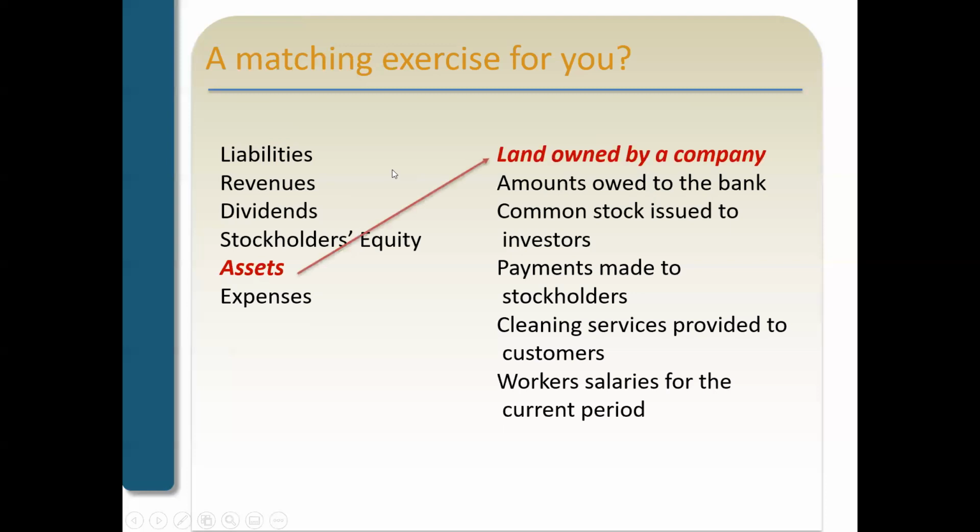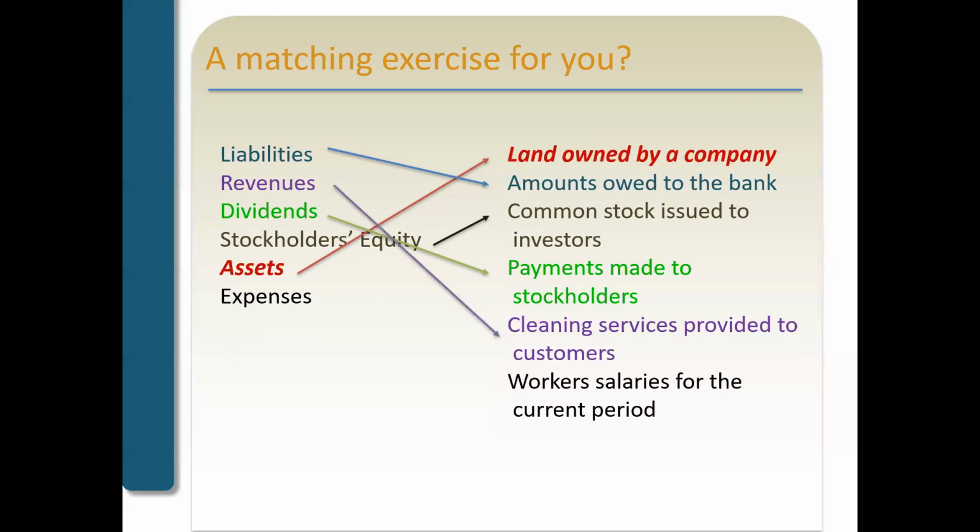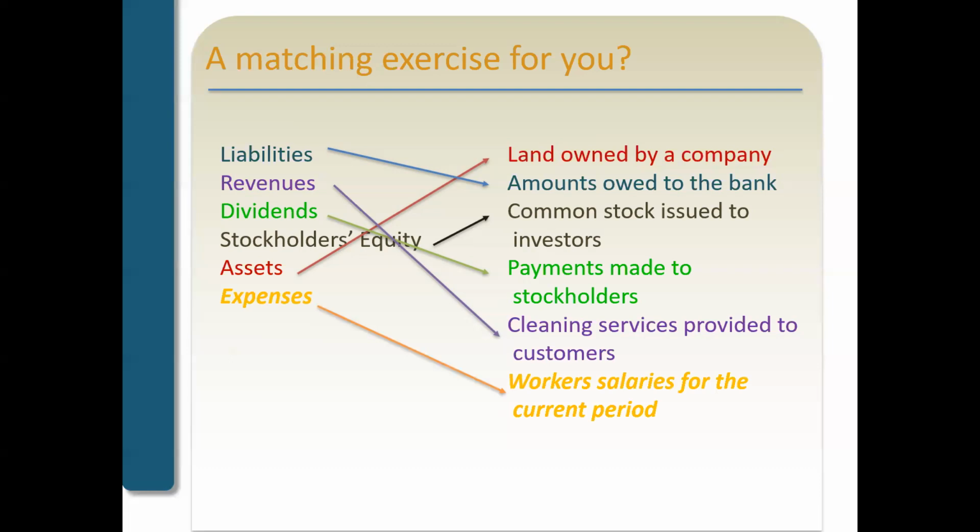So we know that assets are resources, and resources are benefits of a company. Land is a resource that's owned by a company. Going through this, please stop me. Don't ever feel bad or uncomfortable about asking any question at all. Liabilities are amounts owed to the bank. Common stock issued to investors would be part of stockholders' equity. Payments made to stockholders are called dividends. Revenues could be cleaning services provided to customers. And then last, workers' salaries for the current period is an expense.